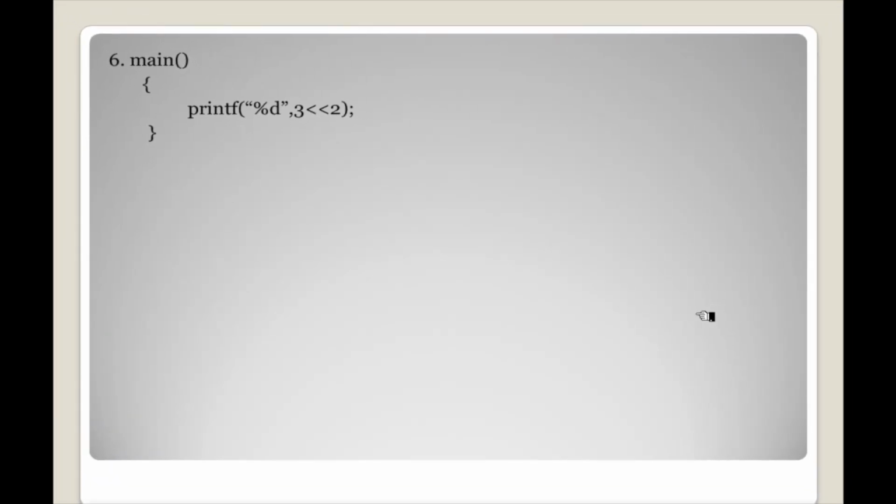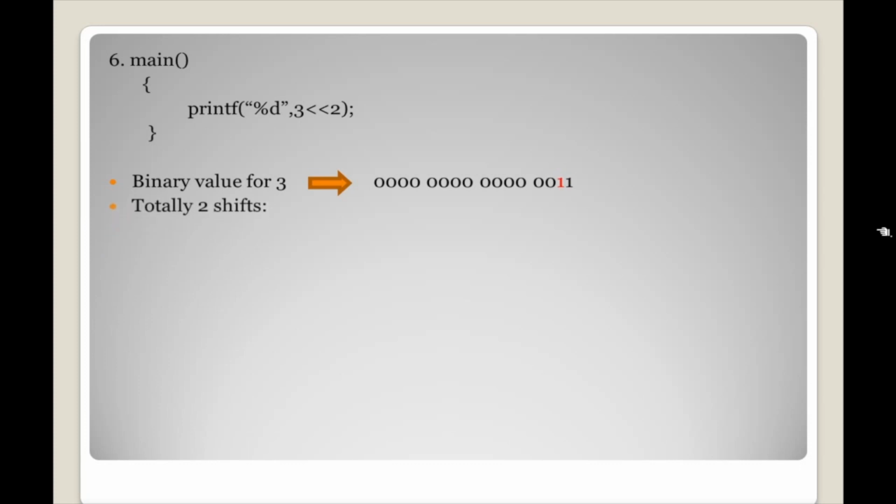Let's look into the explanation. Here, the binary value for 3 is 0, 0, 1, 1 at the LSB, and the remaining bits at the MSB will be zeros. Here totally, we need to perform 2 shifts. During the first shift, the second bit will be moved to the third place and the first bit will be moved to the second place.